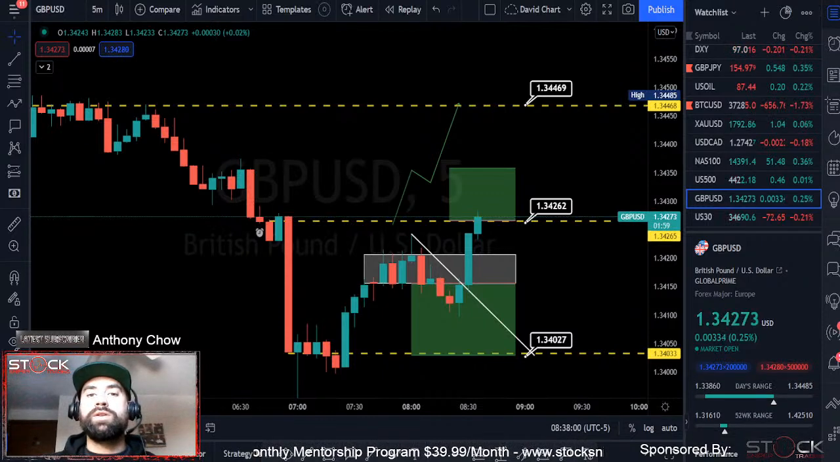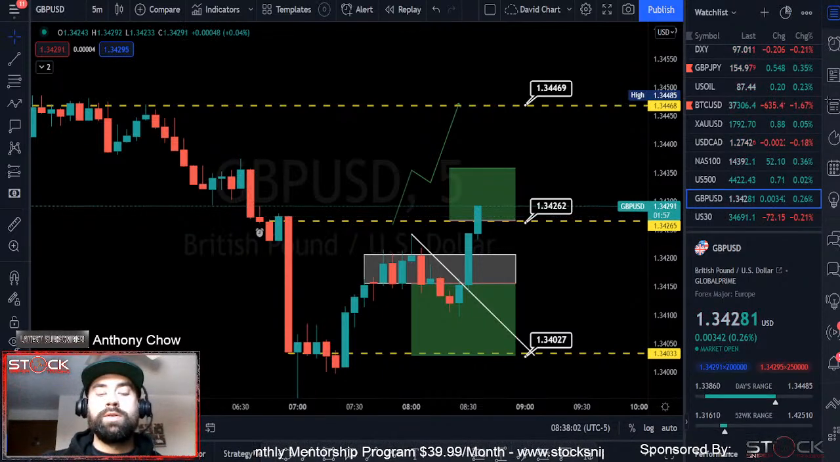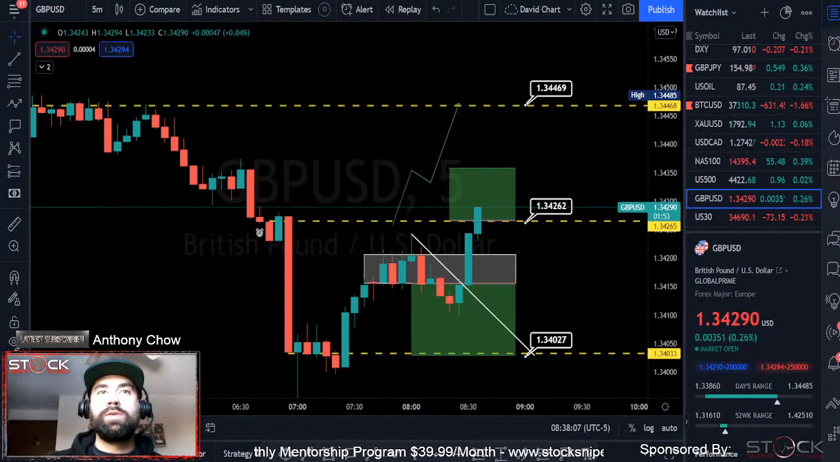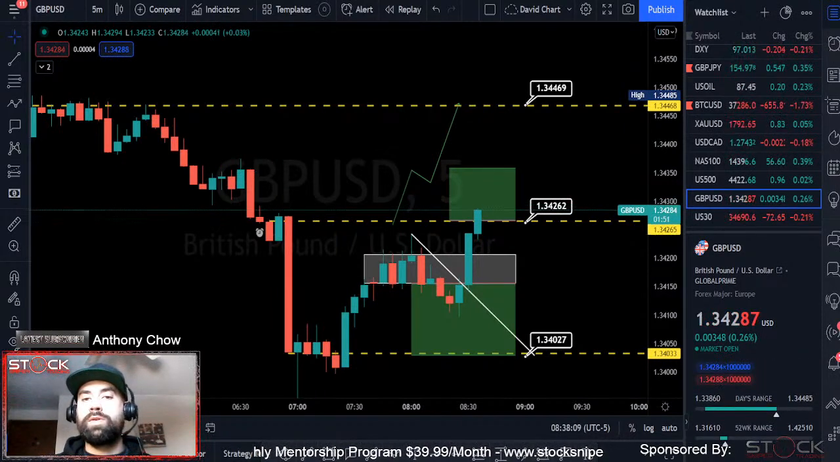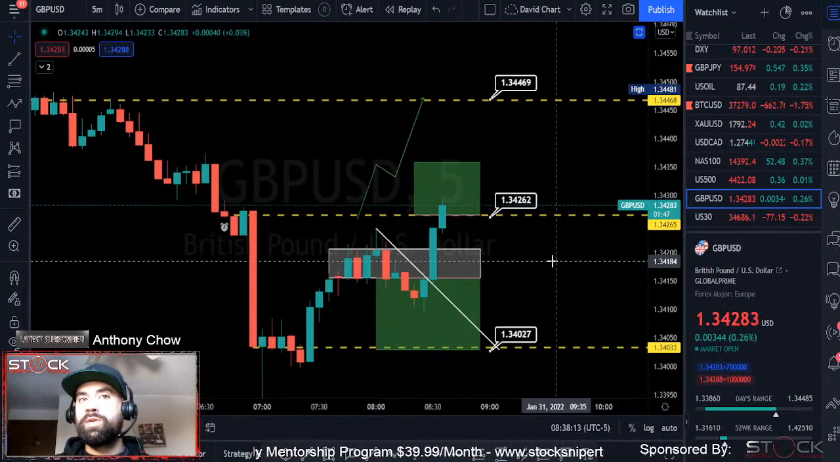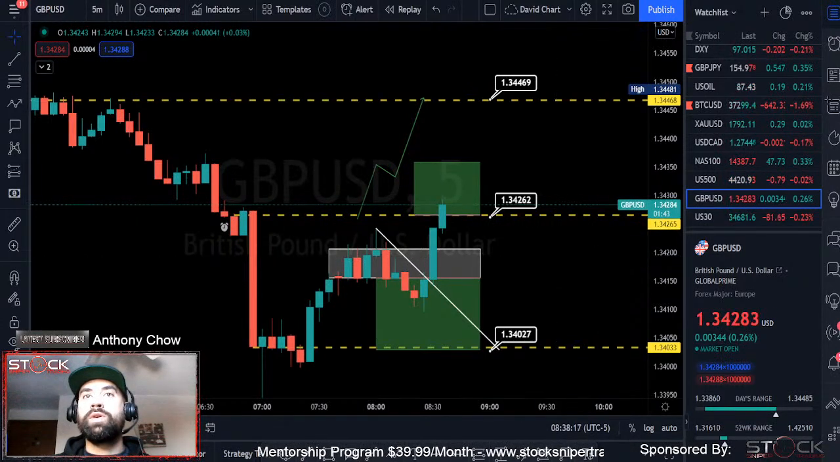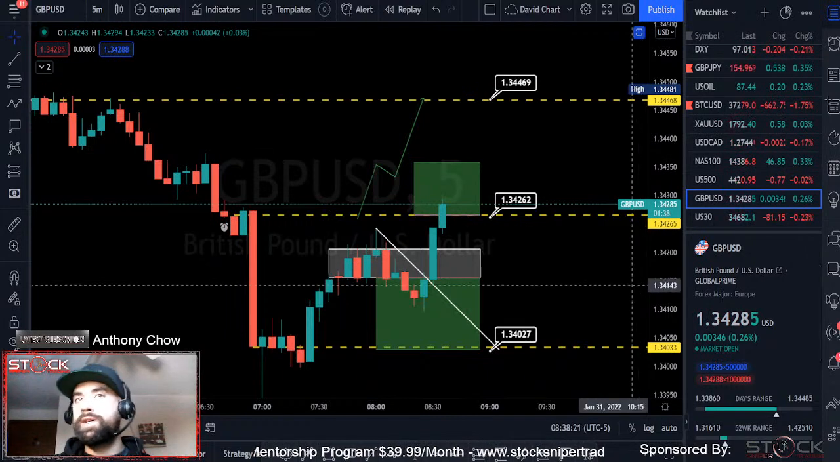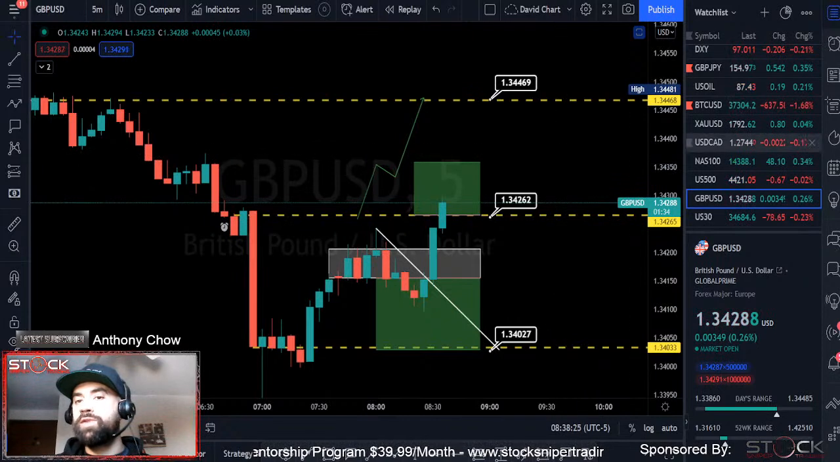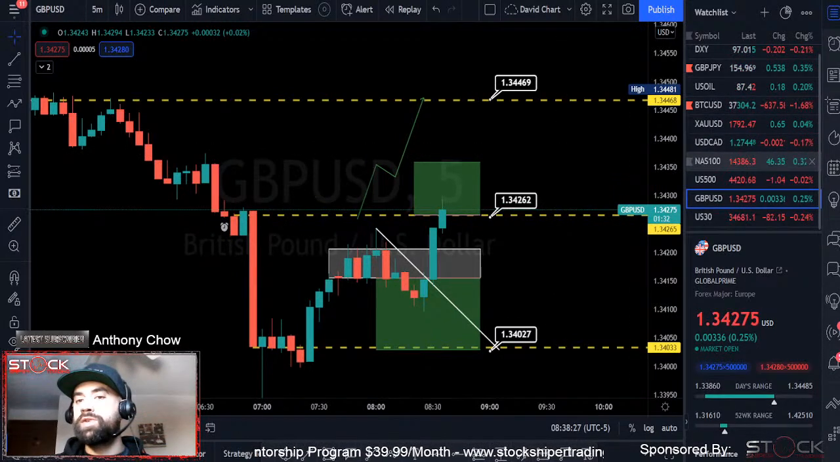So that's GU. Guys, members in the Zoom, who is still in that trade that I sent? Who is still holding it? Guys, if you're going to do it, do a trailing stop, move your stop loss to break even.